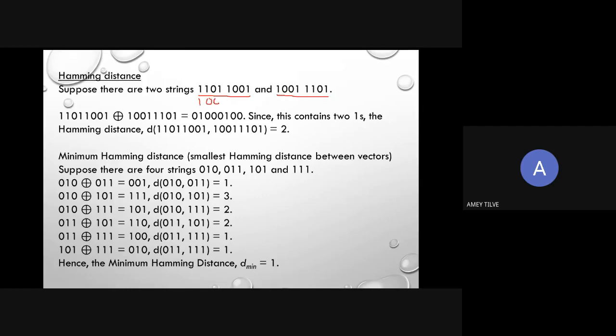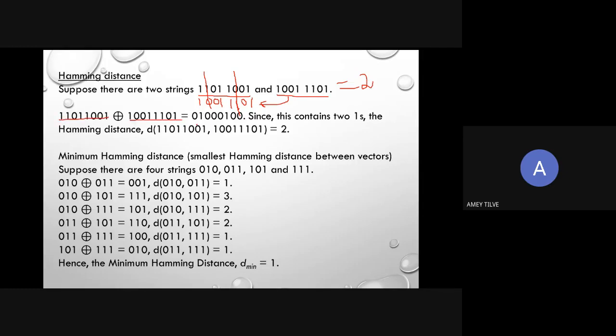It was like this: my vectors are 1001 and 1101. I've just written them over here. And what we were checking was how many bits are not matching. This bit is not matching and this bit is not matching. That's where we came to the conclusion that d of u comma v was 2. But there is one more simpler method. We can just XOR both vectors u and v.